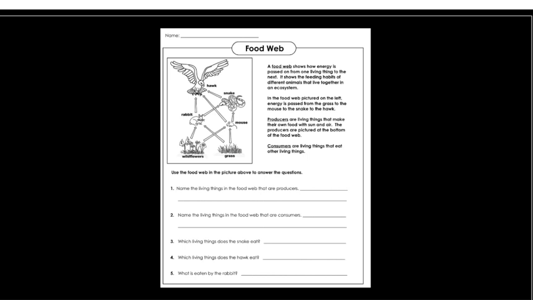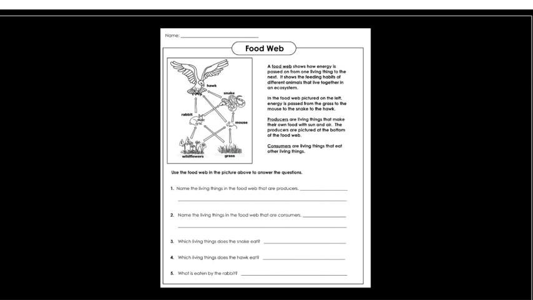Producers are living things that make their own food with sun and air. The producers are pictured at the bottom of the food web. Consumers are living things that eat other living things. The directions say to use the food web in the picture above to answer the questions.